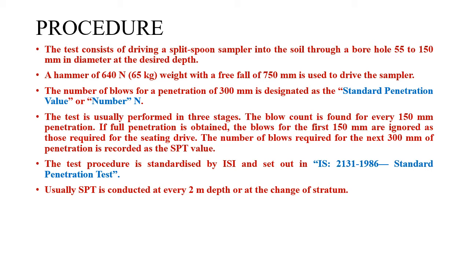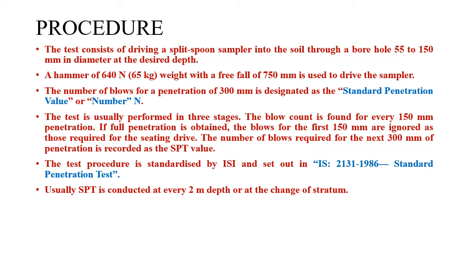So a total of 450 mm penetration is done in soil, but it is done stage by stage, that is, as 150 mm, 150 mm and 150 mm. You will not account the blow counts required for the first 150 mm. You will only count the blow counts required for the penetration of the remaining 300 mm in the soil at that particular depth, and that blow count is recorded as the standard penetration number N value at that depth. This is the same procedure that will be followed at whatever depth you conduct the SPT.